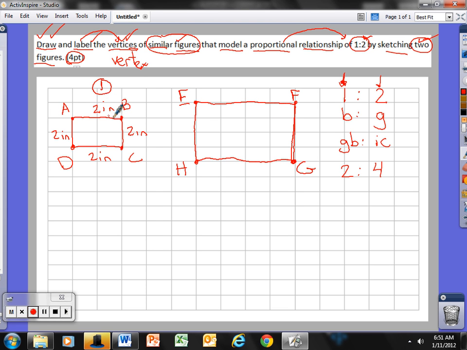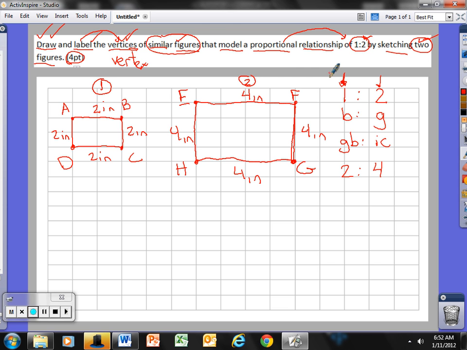Because it's supposed to be a square, all four sides were congruent, and each one was 2 inches, because congruent means equal, same size, same shape. So if that side's 2 and that's my ratio of 1, the second part of my ratio is 2, so I must double everything. So that becomes 4 inches, that becomes 4 inches, that becomes 4 inches, and this becomes 4 inches. Okay, I have all my 4 points.